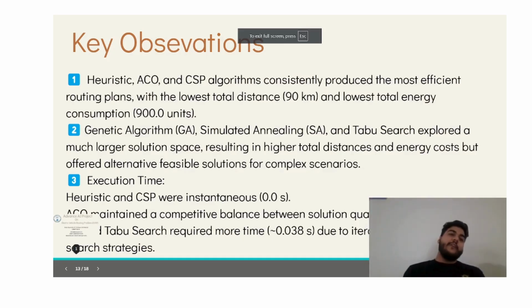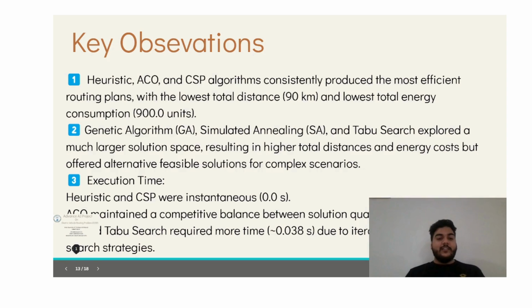Welcome back, guys. Now we are looking into key observations. Point number one: heuristic, ACO, and CSP algorithms consistently produced the most efficient routing plans with the lowest total distance, 90 km, and the lowest energy consumption, 900 units. Genetic algorithm, simulated annealing, and Tabu Search explored a much larger solution space, resulting in higher total distance and energy cost, but offered alternative feasible solutions for complex scenarios.